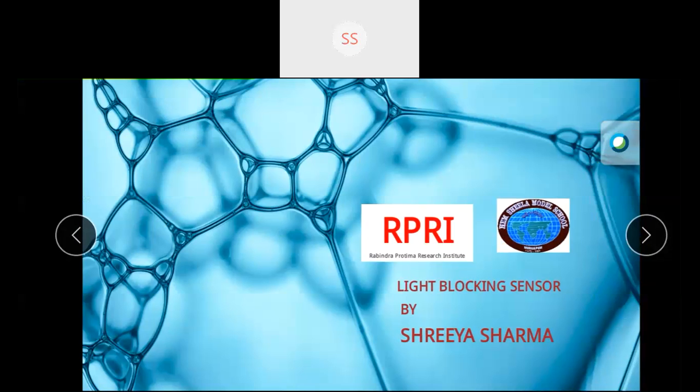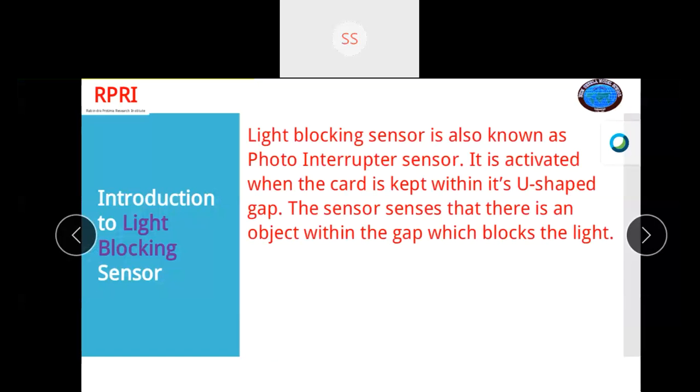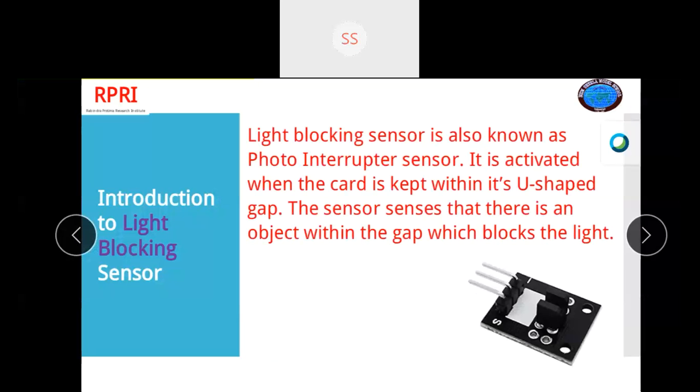So, good evening to one and all present here. Today, I, Shreya Sharma, am going to present a PPT on light blocking sensor. So, first, what is light blocking sensor? Here we come to the introduction to light blocking sensor. Light blocking sensor is also known as photo interrupter sensor. It is activated when the card is kept within its U-shaped gap. The sensor senses that there is an object within the gap which blocks the light.